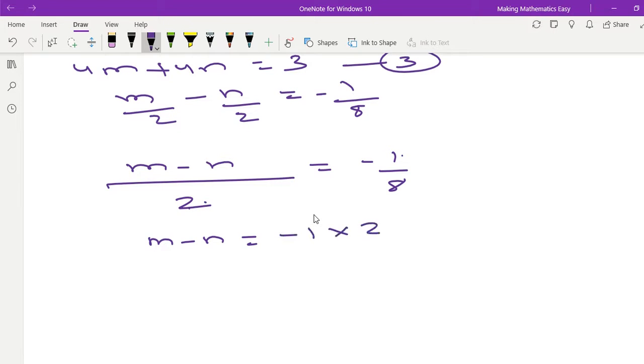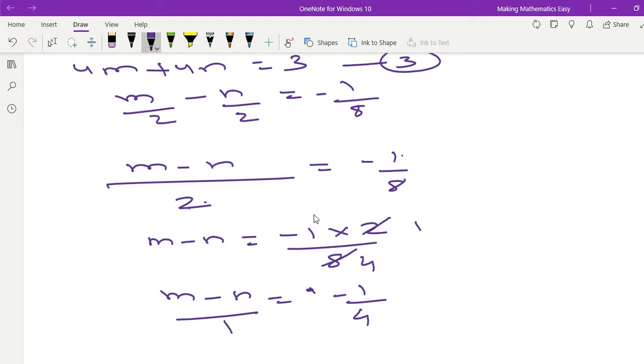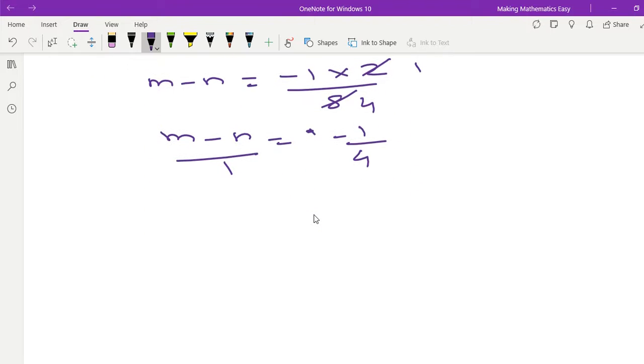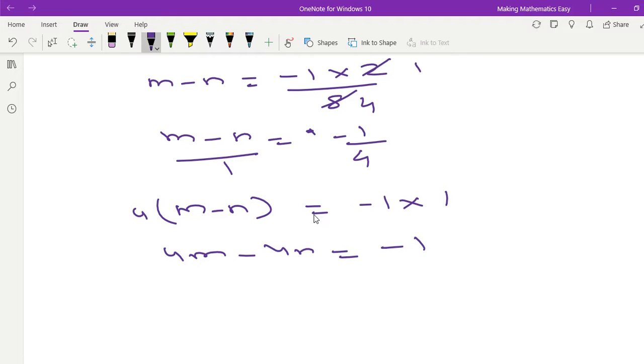So this will be minus 1 into 2 divided by 8, so this will be 1 upon 4. So now you have m minus n is equal to minus 1 upon 4. 4 you can send it over here, similar way to what we did above. 4m minus n is equal to minus 1 into 1. So this will be 4m minus 4n is equal to minus 1. So this will be your equation number 4.